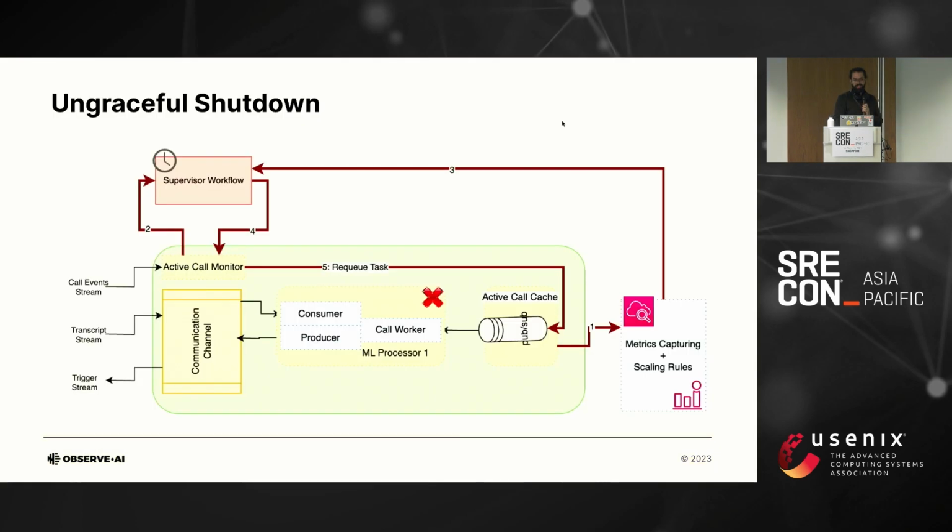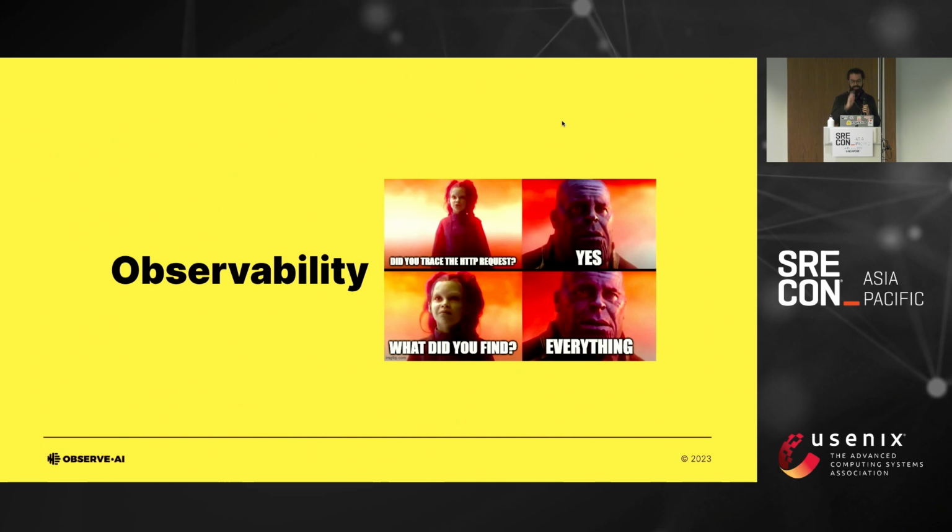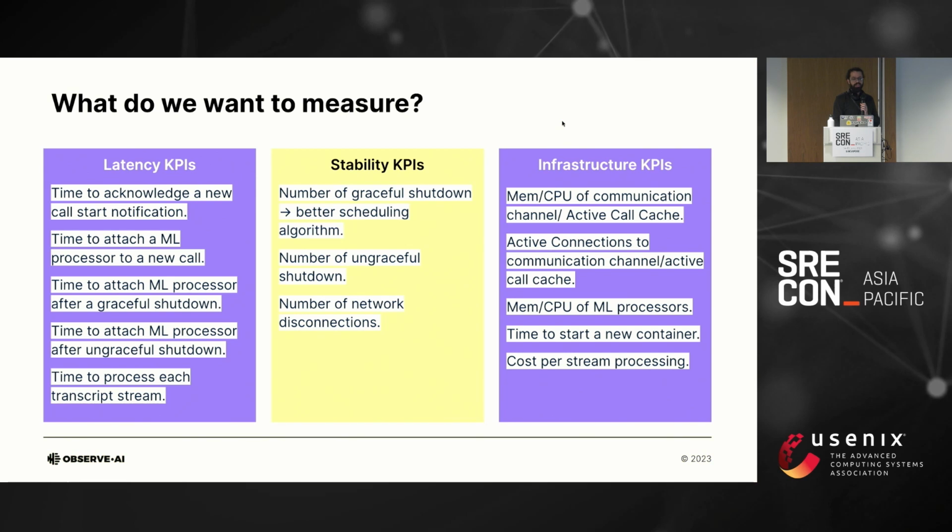Cool. So coming to the final thing, observability. We have solved for scalability and fault tolerance. How do we know what are the things that we want to observe for this particular scenario? We have latency KPIs, stability KPIs, and infrastructure KPIs. For latency, we would like to know the time to acknowledge a new call start notification. As soon as some agent has started a call, how quickly can my system acknowledge it? That could be one KPI.